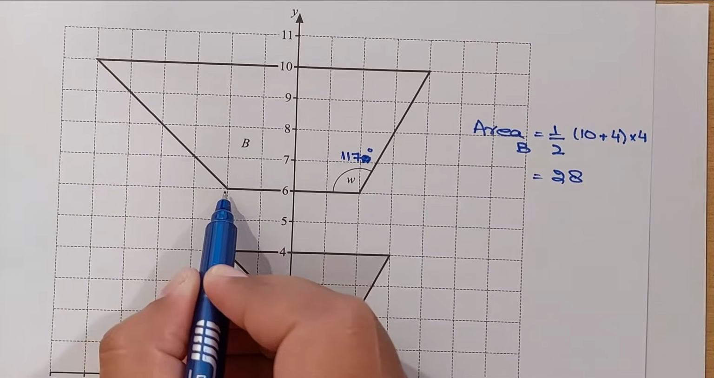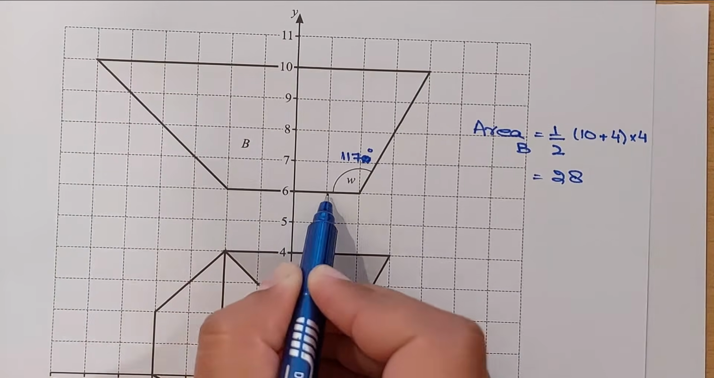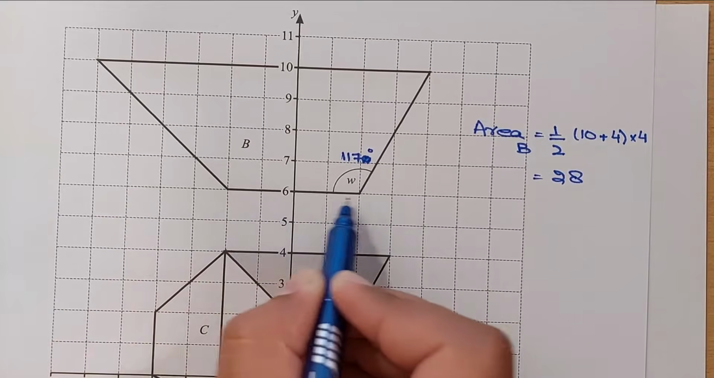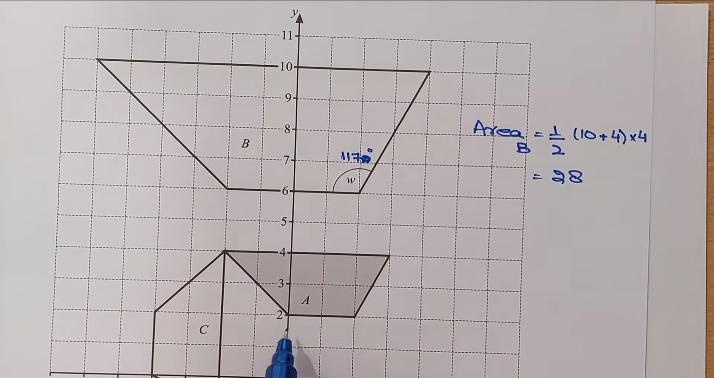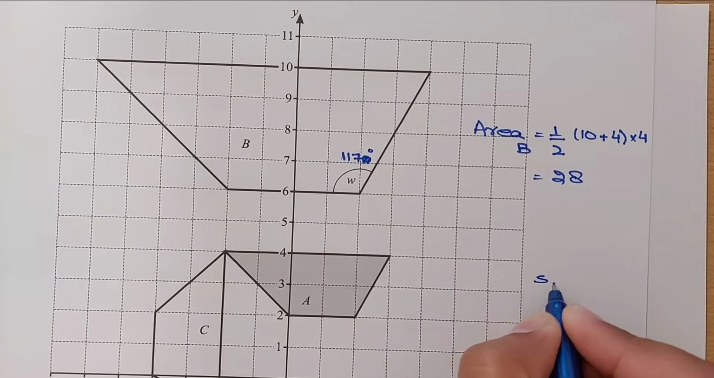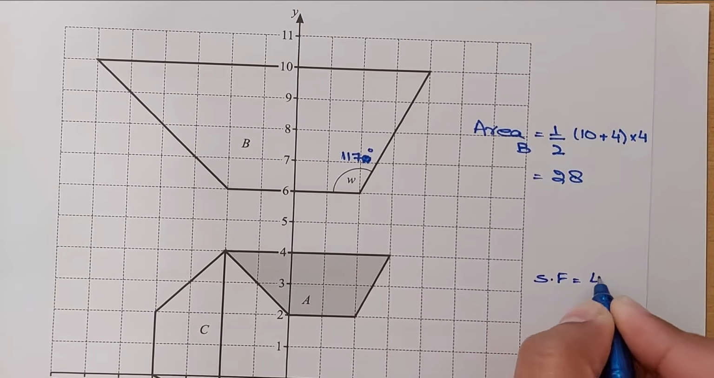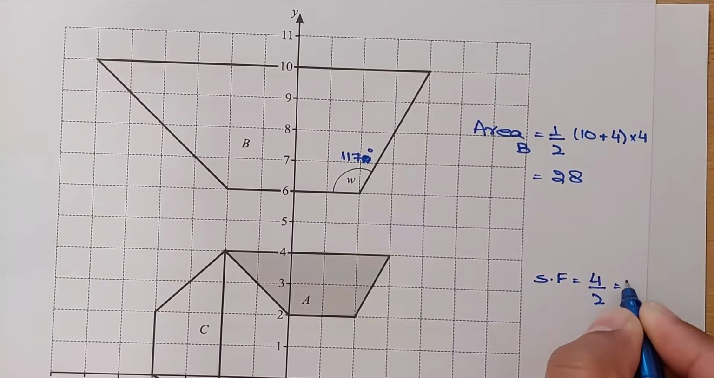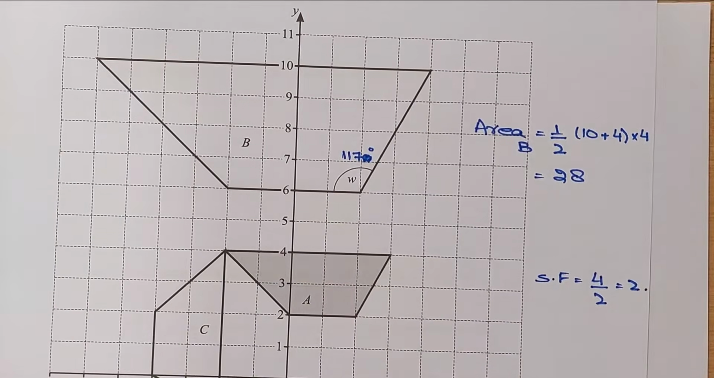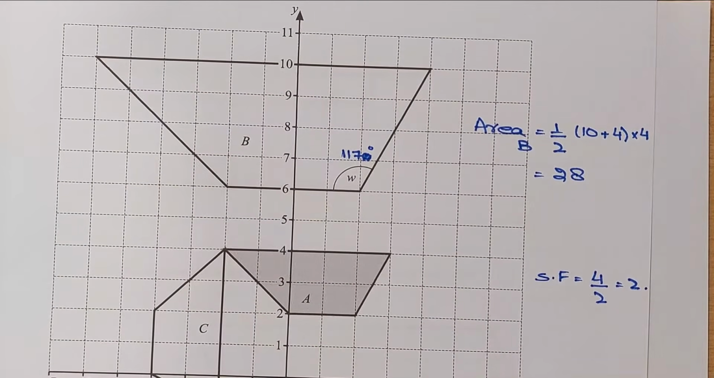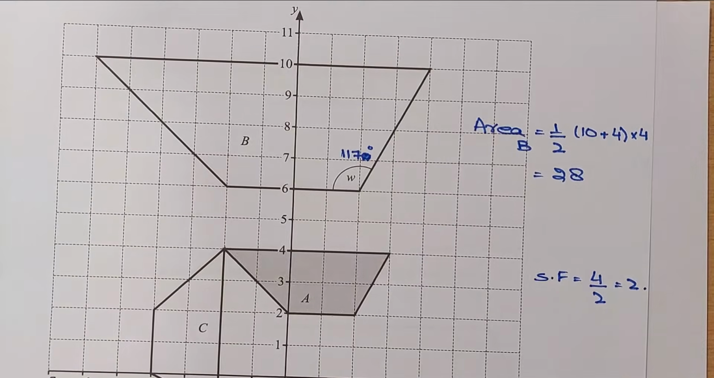So the scale factor over here is 1, 2, 3, 4 units. The transformed length is 4 and the original length is 2. So we can find the scale factor by doing 4 divided by 2, that is equal to 2. So the scale factor is 2. Now let me find the center of enlargement by joining all the points.